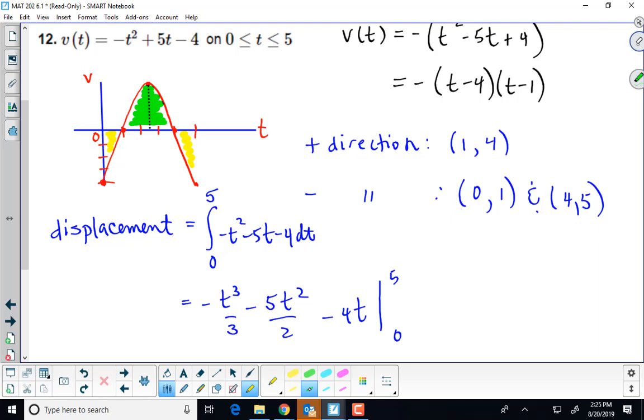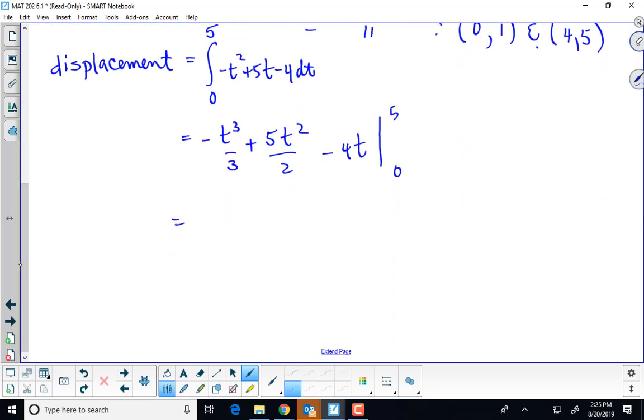Should it be plus 5t, not minus 5t? That should be plus 5t. Thank you. Yes, I see it. So that should be a plus 5, which makes that a plus 5. And then we would just do the fundamental theorem of calculus. So we plug in 0, we get 0, and we have to plug in the 5. So we get minus 125 over 3. Did anyone get this all added up yet?